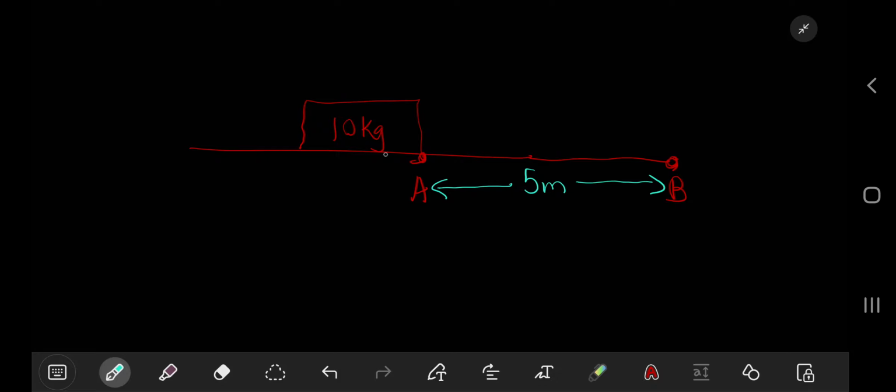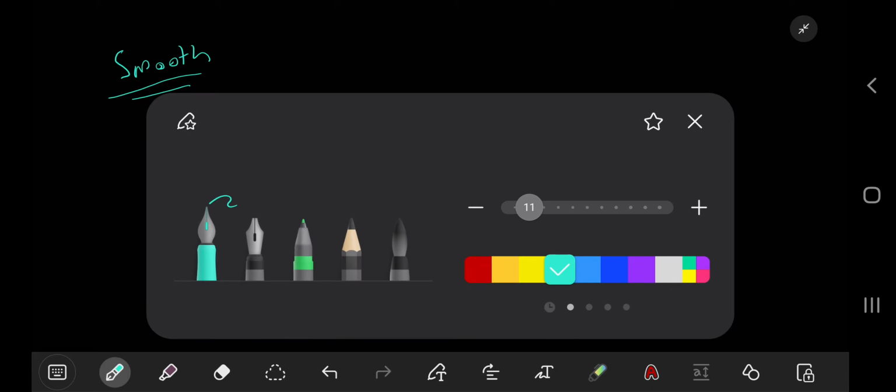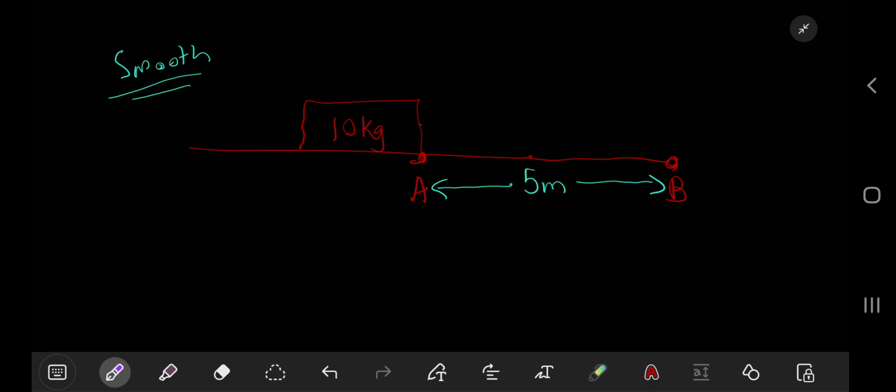Okay, so this object is on a smooth surface. If it's a smooth surface, then it means we have no friction. And an applied force of 10 newtons is applied on the object as the object moves from point A to point B.